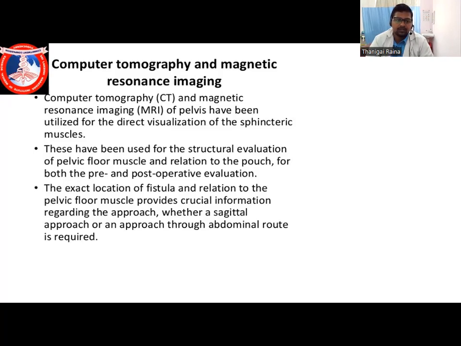So these investigations have been used for structural evaluation of the pelvic floor muscles, as I said earlier, and relation to the pouch, for both pre and post operative evaluation. The exact location of the fistula and relation to the pelvic floor muscle provides crucial information regarding the approach. Whether a sagittal approach is needed, that we will discuss later in the upcoming slides, or an approach through the abdominal route is required.